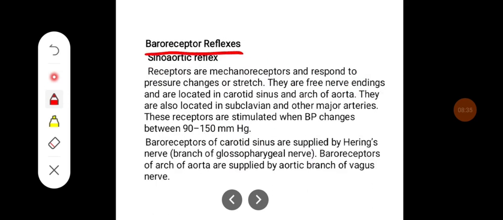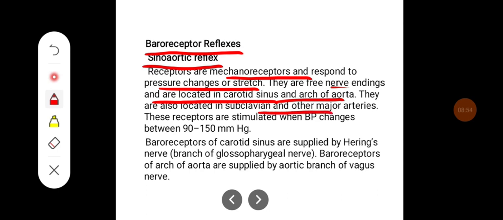Baroreceptor reflexes, which is also called the sinoaortic reflex. Receptors are mechanoreceptors and respond to pressure changes or stretch. They are free nerve endings and are located in the carotid sinus and arch of aorta. They are also located in the subclavian and other major arteries. These receptors are stimulated when blood pressure changes between 90 to 150 millimeters of mercury.